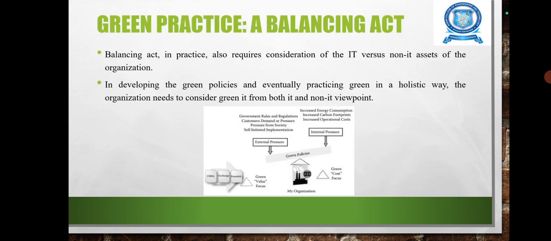The next one is green practice, a balancing act. That means it also requires consideration of IT versus non-IT assets of the organization. In developing the green policies and eventually practicing green in a holistic way, the organization needs to consider green IT from both IT and non-IT viewpoints. That means it shows the overall influence of IT on the green effort will vary depending on the type and size of the organization. And the non-IT means it assesses the importance for both policy development and eventual practice.